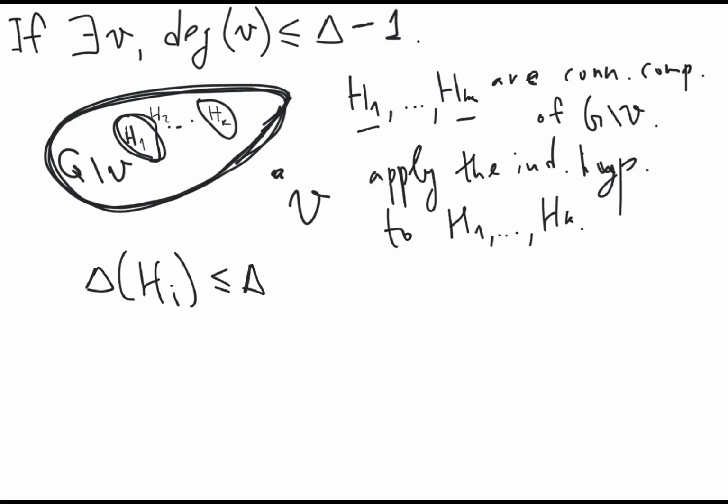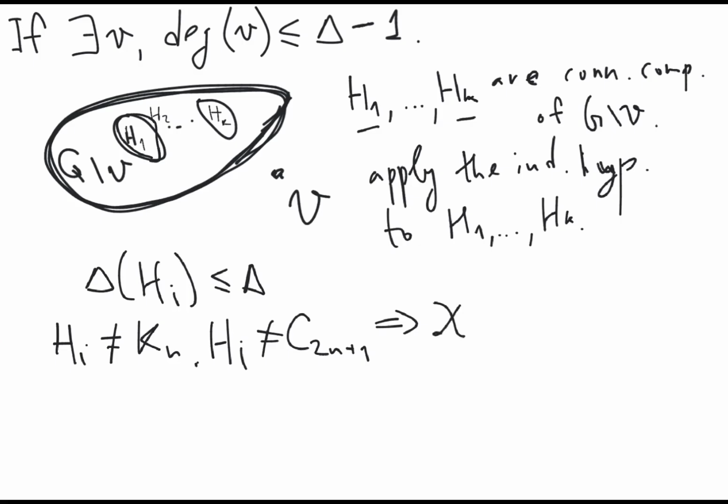So if Hi is not a complete graph and not an odd cycle, so if Hi is not Kn and Hi is not C2n+1, then by inductive hypothesis the chromatic number of Hi is less or equal than delta of Hi, which is less or equal than delta of G, the original graph.